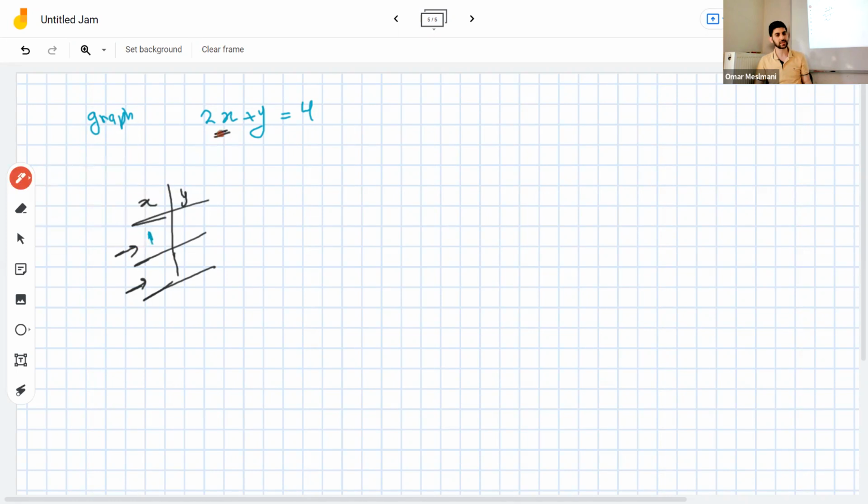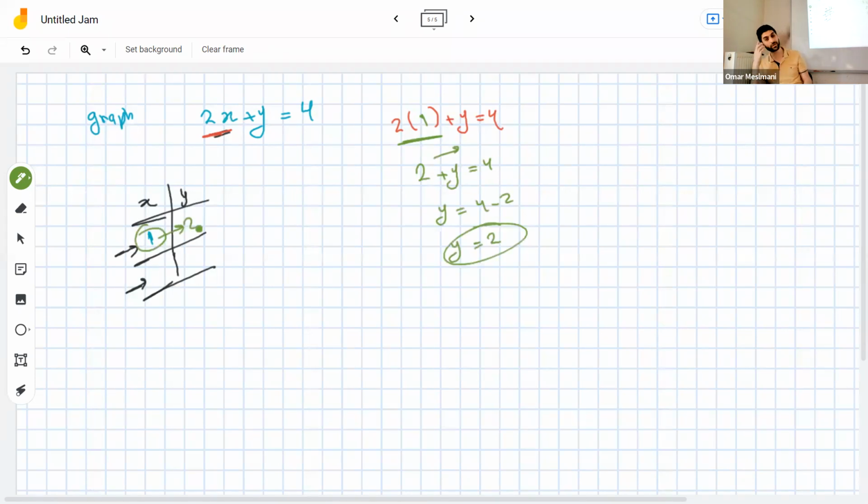If you have 1 as x, it's going to be 2 times x plus y equals 4. Now instead of x, we have a 1. So 2 times 1 is 2. 2 plus y equals 4. I can easily calculate this by moving to the other side: y equals 4 minus 2. So y equals 2. When x is 1, y itself is going to be 2. You can do it mentally, or by hand. This is how you do it by substitution.